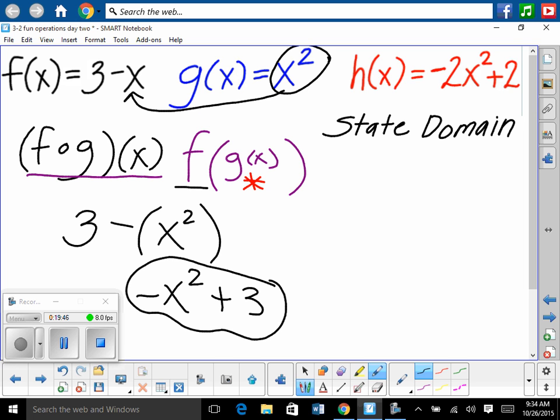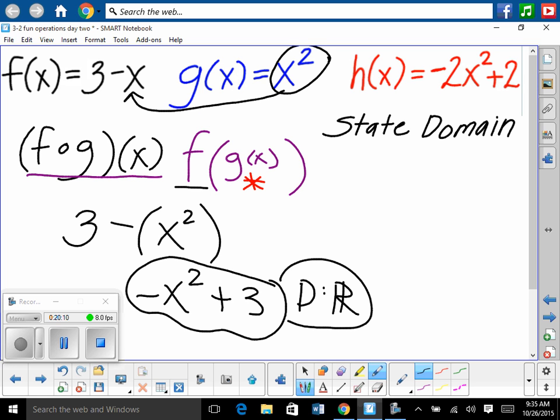Now let's state our domain. Any problems? No fraction, no roots. So domain is all real numbers. Part of our answer as well. Yes. We didn't use it in this one. Yeah, we didn't use it in this one. It's just we're going to be using these three for the next few examples.